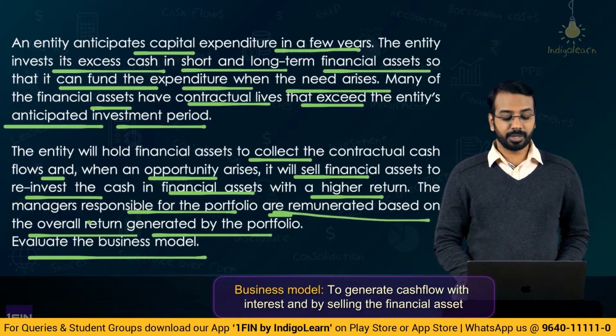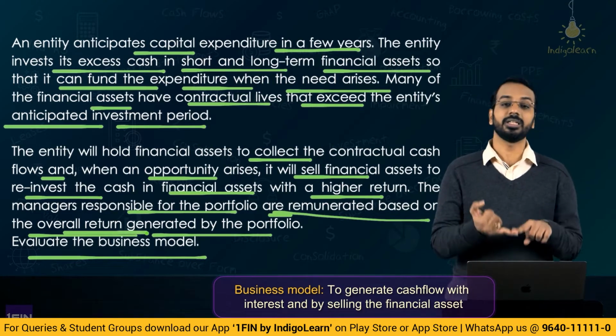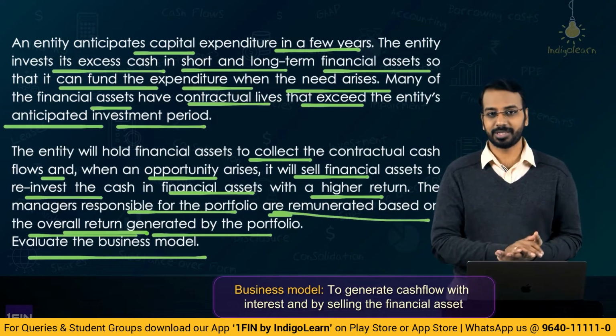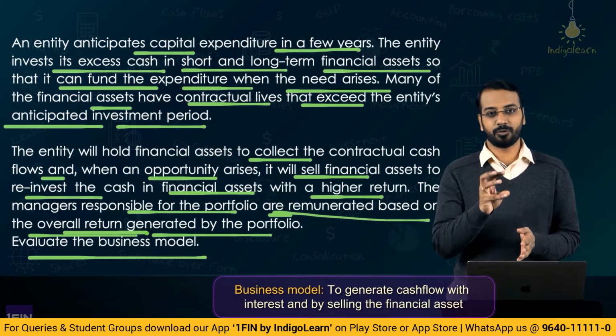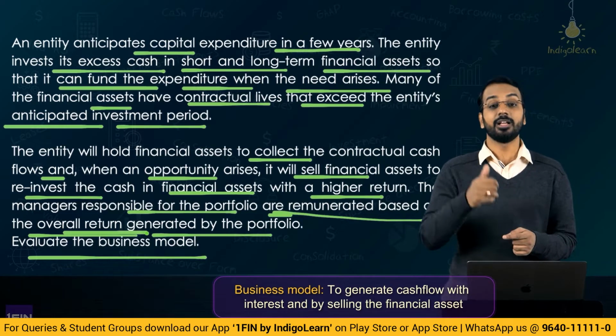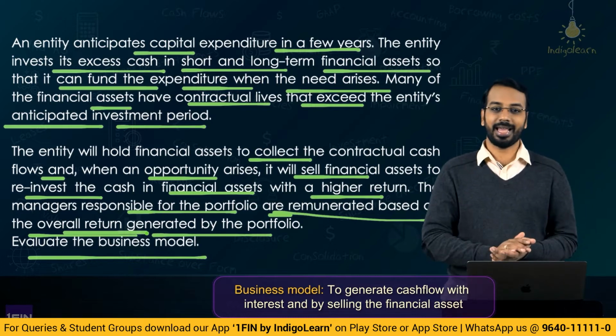The remuneration is also based on overall return. Overall return means what? Your interest return or dividend return and also the capital appreciation, right? So here the business model consists of both contractual cash flows, that is the cash flows arising out of contract by way of maybe interest, and also by selling those financial assets.